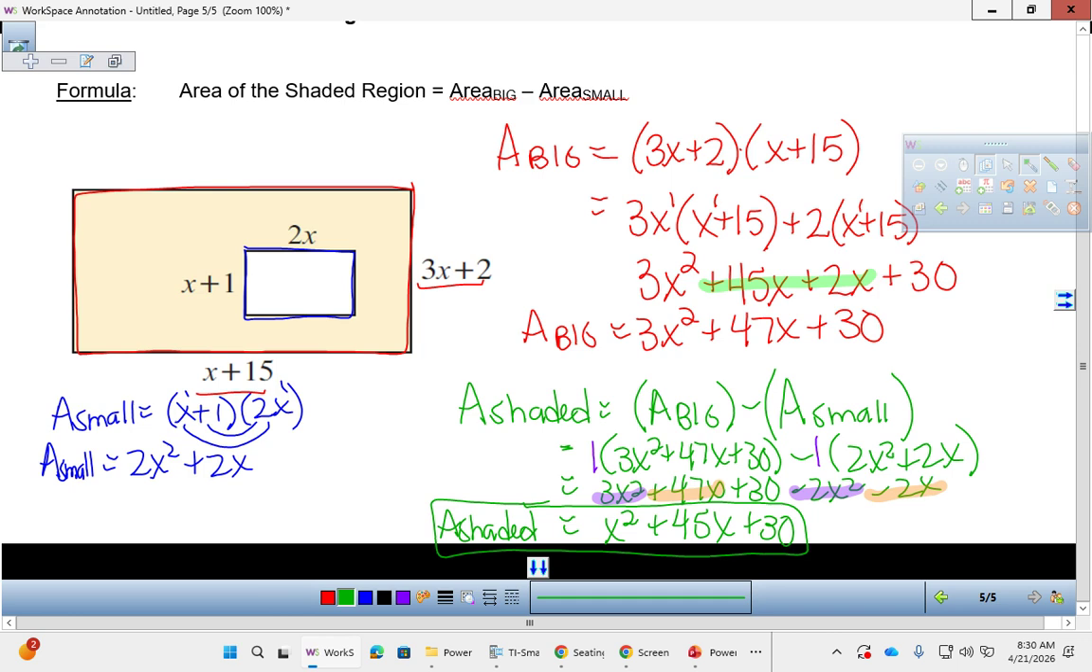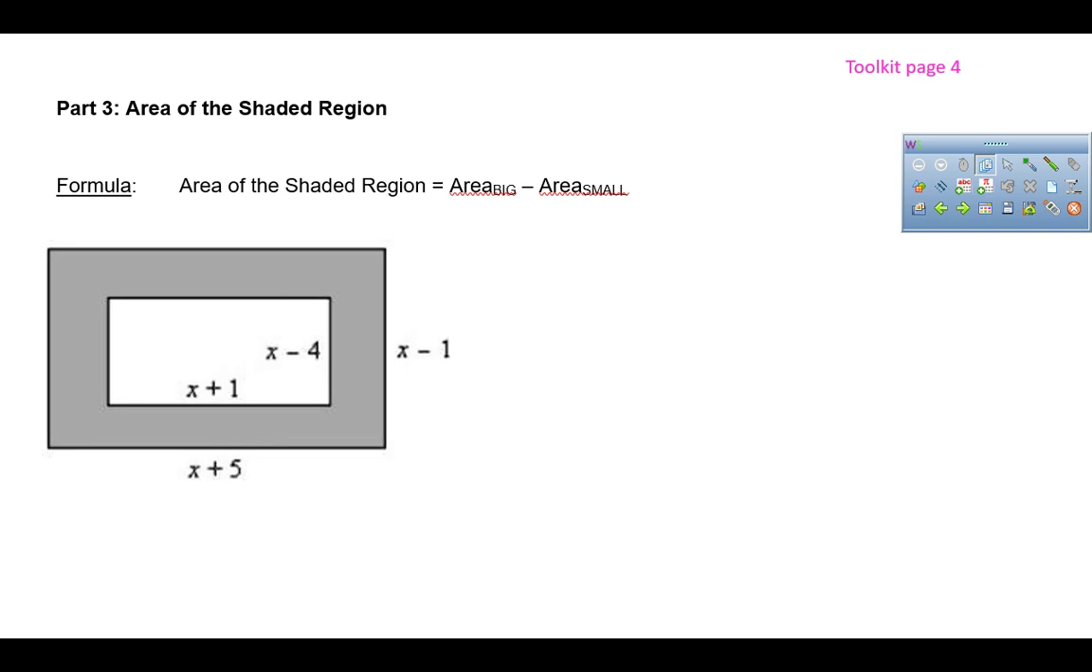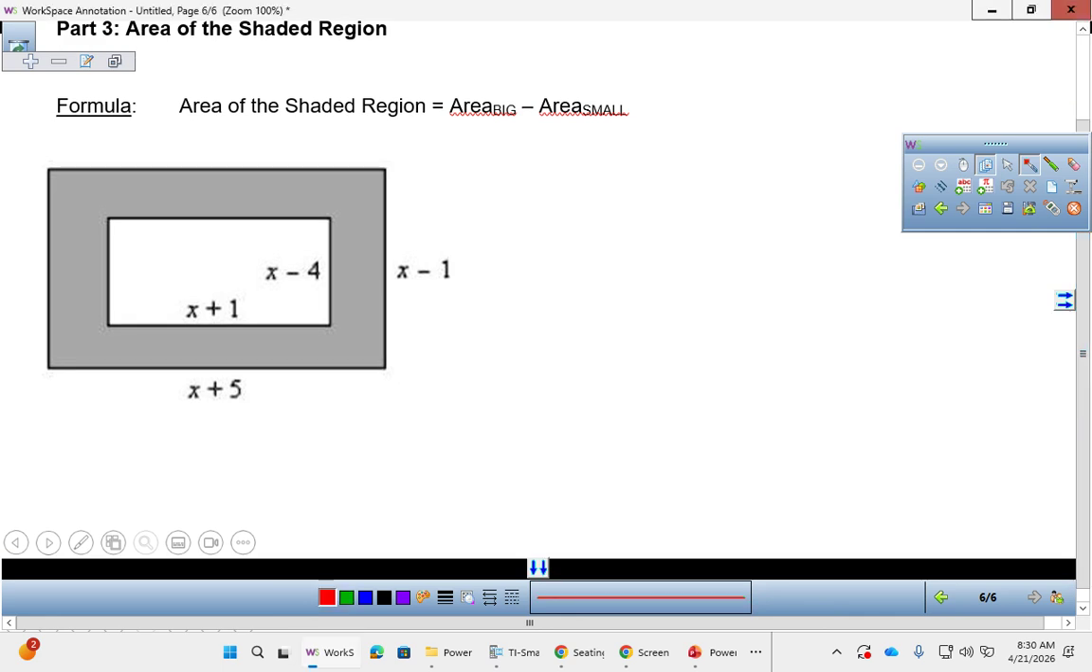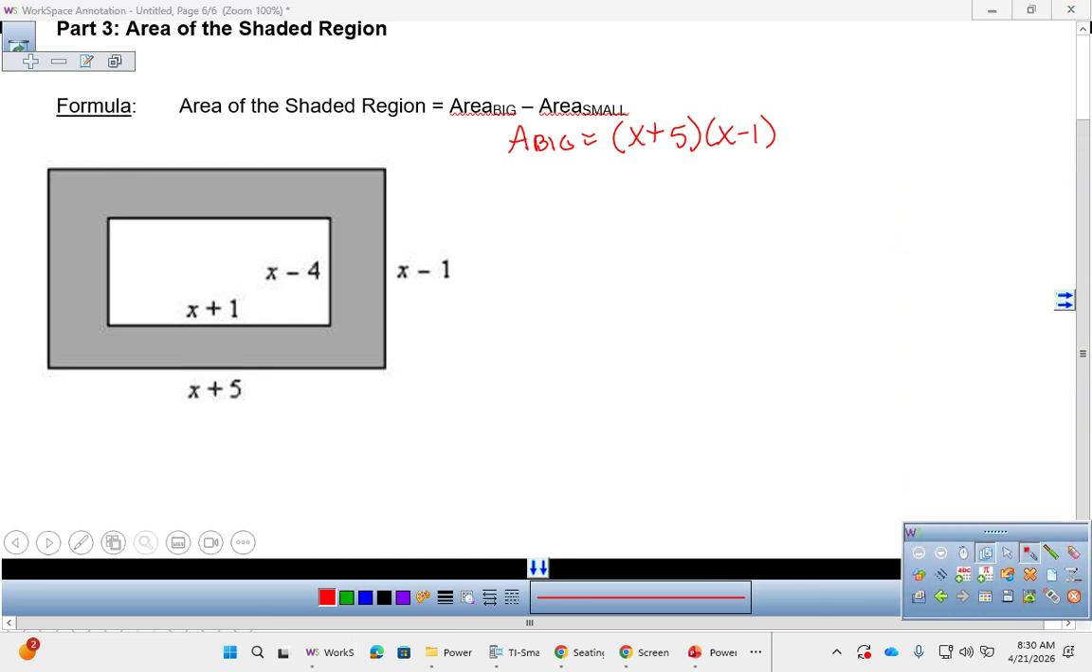All right, so we're going to try another one just for extra practice with this. I think there's one more in your toolkit. All right, so to find the area of the shaded region, we're going to do the area of the big minus the area of the small. So the length of the big and the width of the big, you can obviously switch that. You don't have to write it in that order. So I'm doing the first x times the x minus 1 and the plus 5 times the x minus 1.